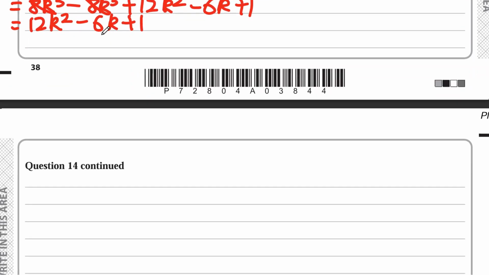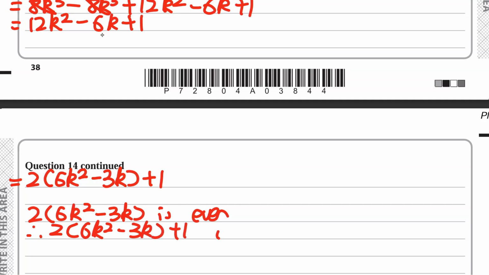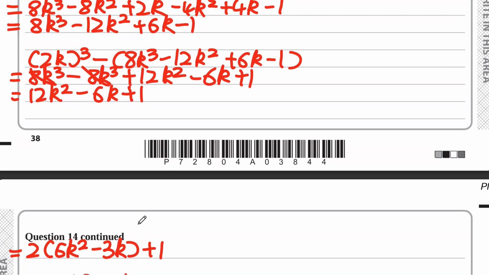So if we factor out 2 here, it's going to be 6k squared minus 3k plus 1. So 6k squared minus 3k is even. So therefore 6k squared minus 3k plus 1 is odd. Okay, so we've proven it for the odd case as well.